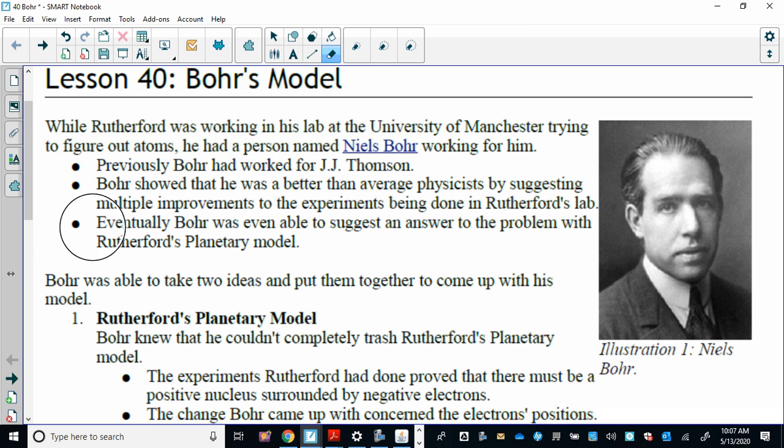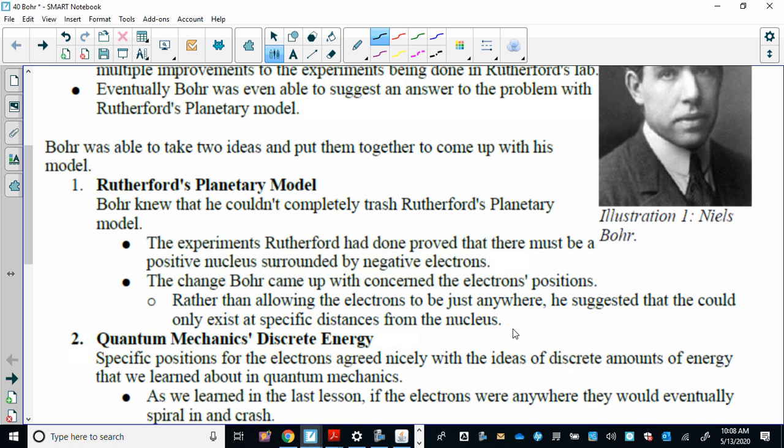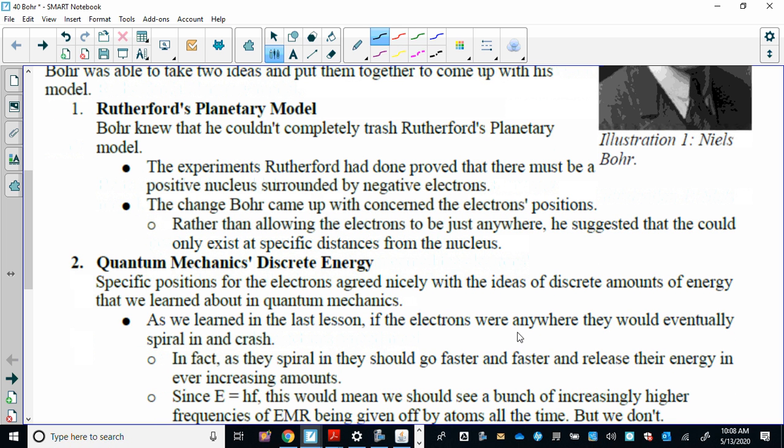That's the planetary model, but the weaknesses of that model were that they couldn't explain why, if a charged particle like an electron is accelerating, it gives off EMR, it should lose energy and spiral into the nucleus. So Rutherford could not explain that, but along comes Niels Bohr, and he comes up with a theory to explain that. And this is where all that quantum stuff that we talked about earlier comes into play. And what Bohr suggested was that electrons could only exist at specific orbits around the nucleus.